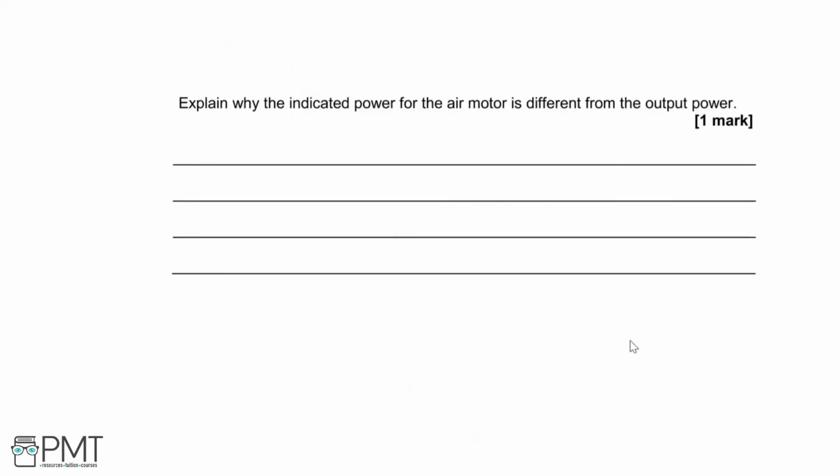Explain why the indicated power for the air motor is different from the output power. Now this question is just about energy changes which aren't taken into account, the main one being the friction that occurs within the system. It's not enough just to mention the word friction, you actually have to say where that friction occurs. It's only 1 mark, so a very straightforward answer that we can put.